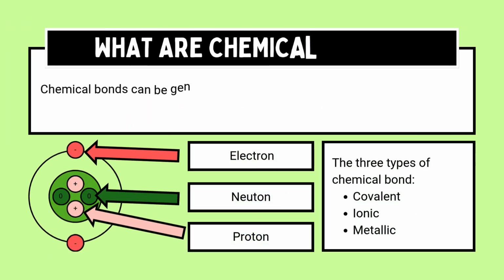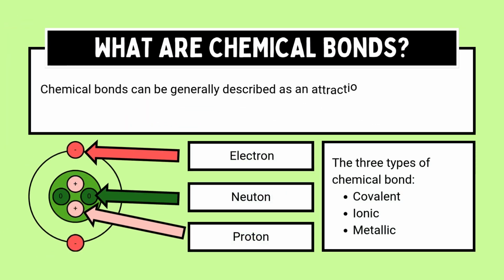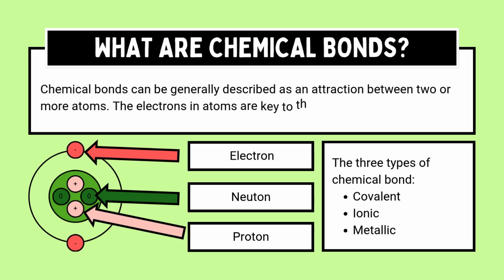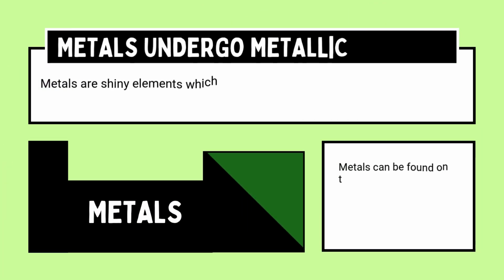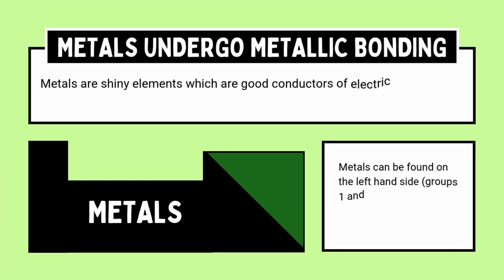What are chemical bonds? Chemical bonds can be generally described as an attraction between 2 or more atoms. The electrons in atoms are key to the atom's ability to bond. There are 3 types of chemical bonds: covalent, ionic and metallic. Metals undergo metallic bonding. Metals are shiny elements which are good conductors of electricity.